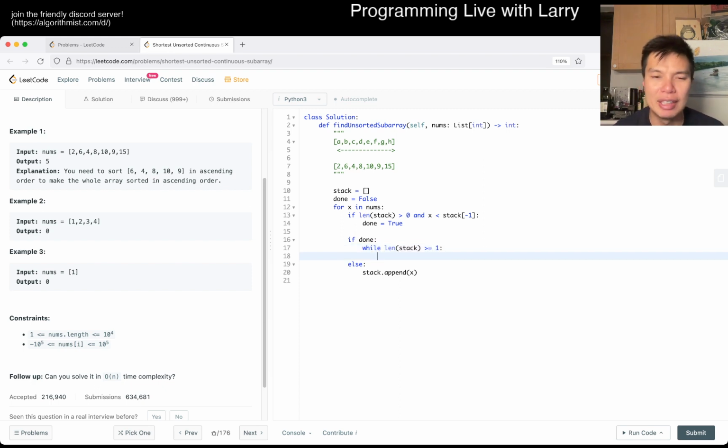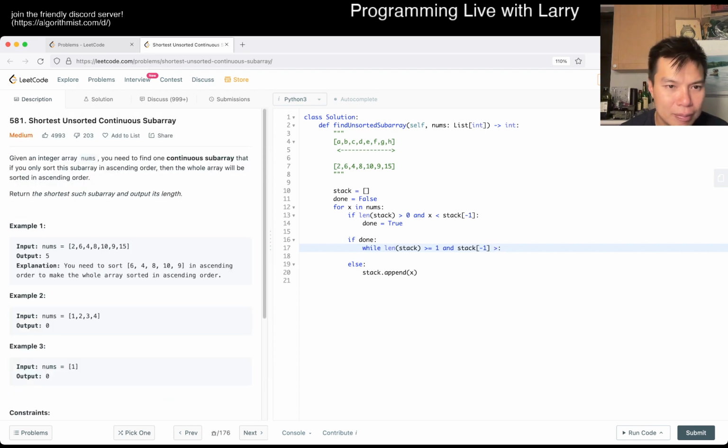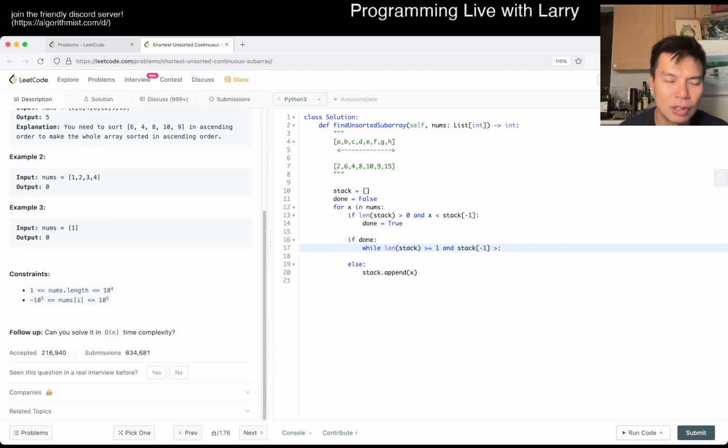Then if this number is smaller than it, then we're already going to that next process where and stack of negative 1 is greater than, are they unique? So if they're the same, do we pop? I guess we don't, so yeah. Right, and that should be okay.